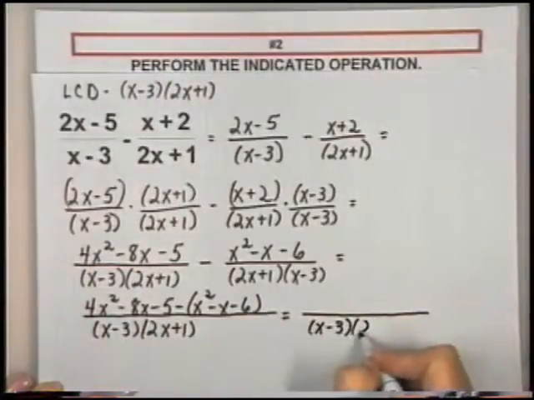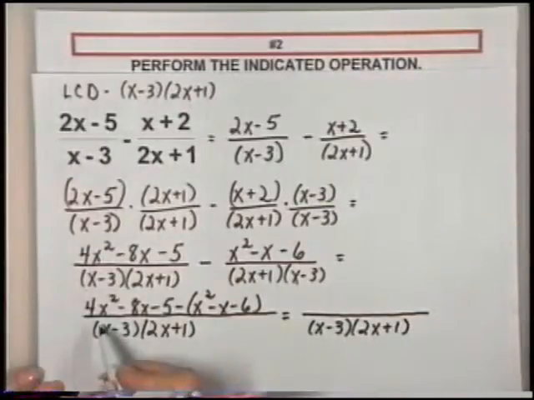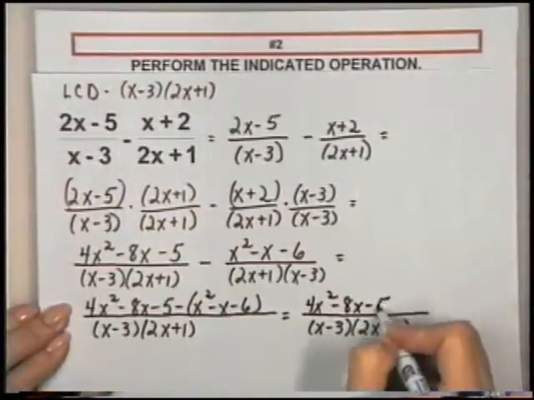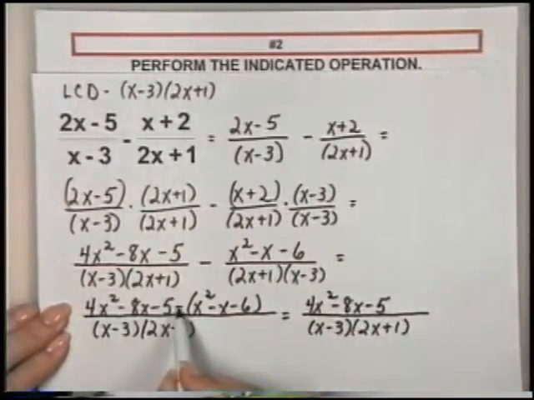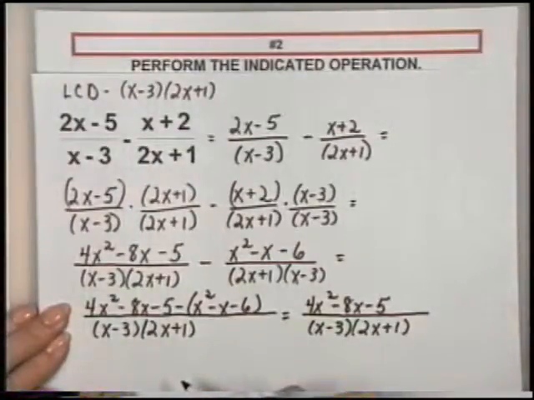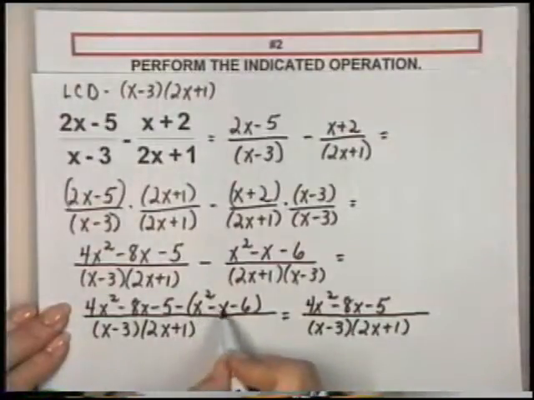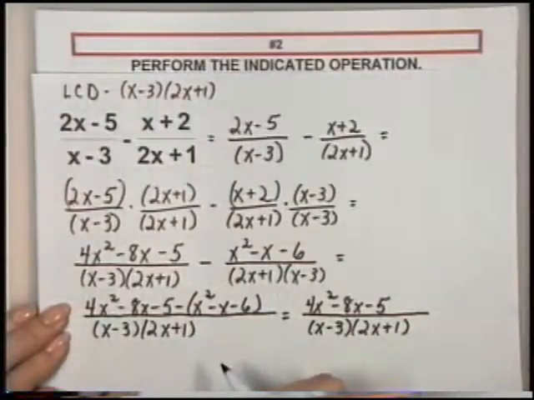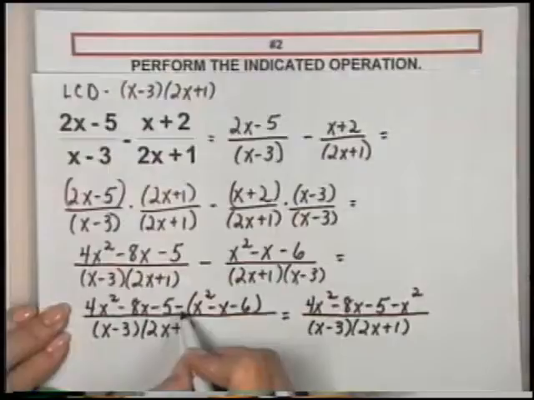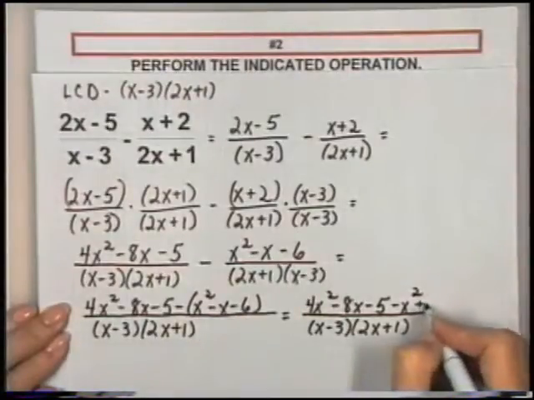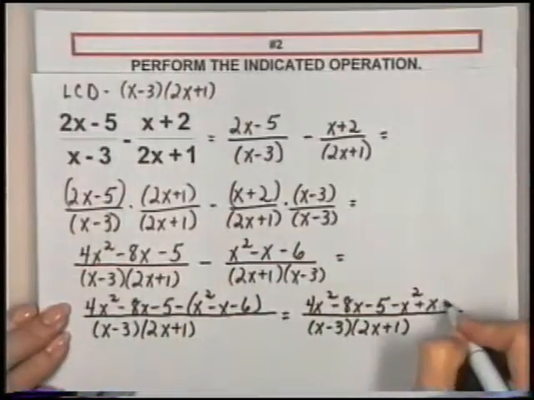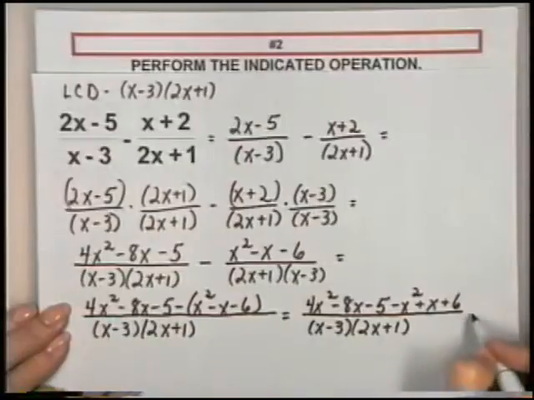Let's go ahead and write the denominator. Let's write the 4x squared, subtract 8x, subtract 5. Let's apply the subtraction sign to all three of these terms. The subtraction sign will change the sign of all three of these terms. Or I may think negative 1 times x squared is negative x squared. Negative 1 times negative x is positive x. Negative 1 times negative 6 is positive 6.